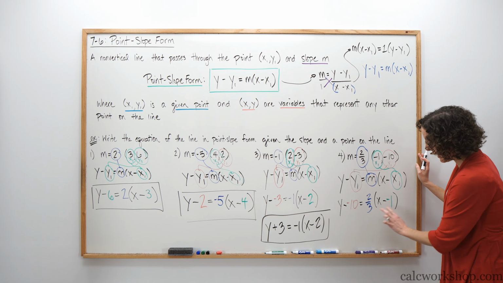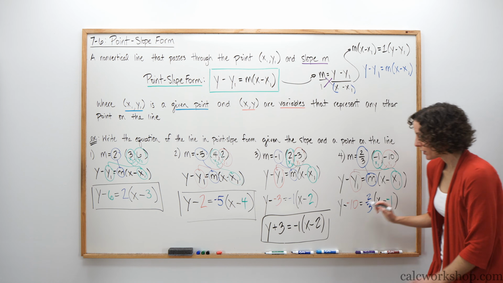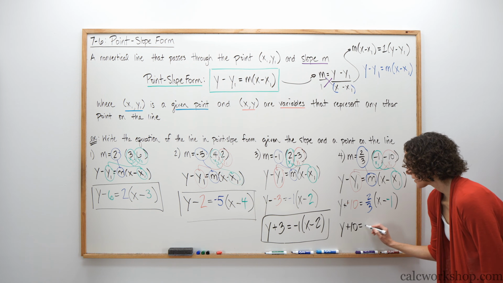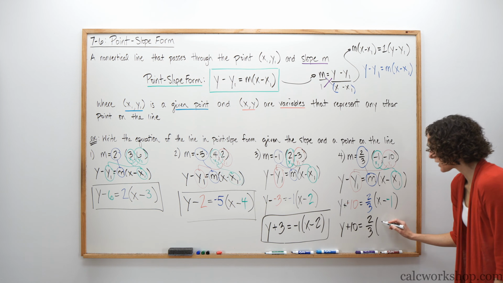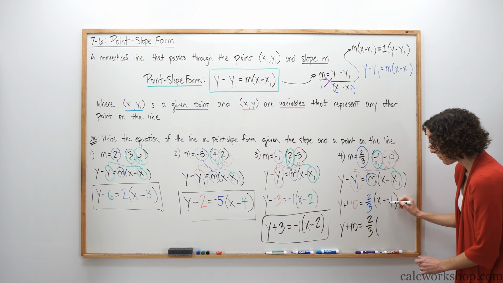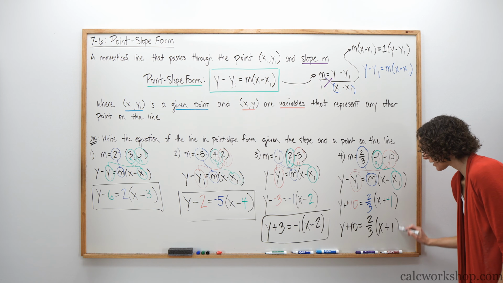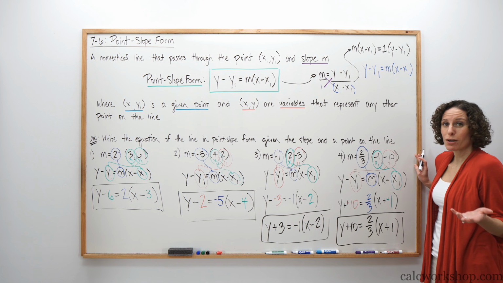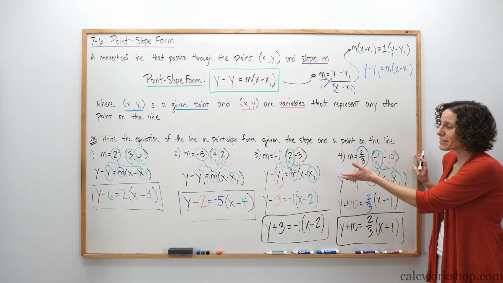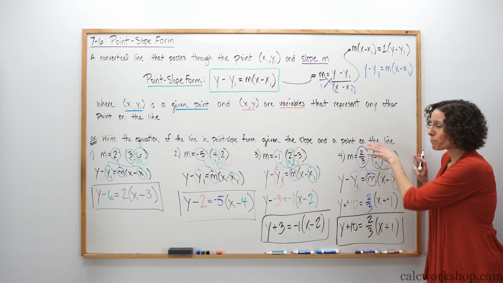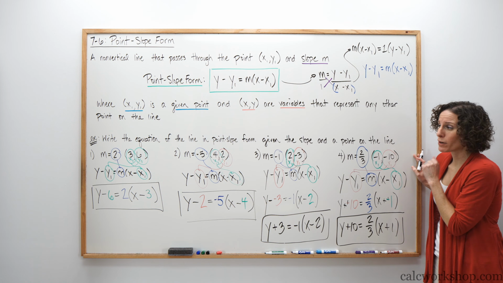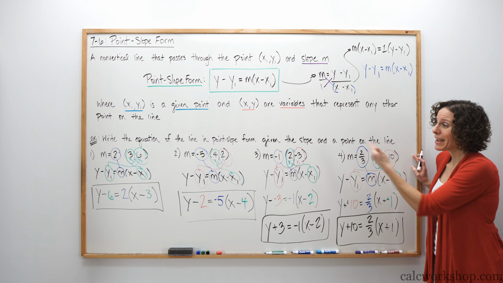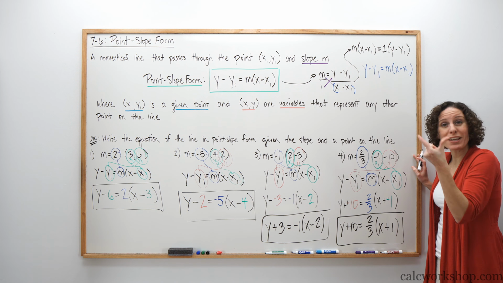Two negatives here make a positive, and two negatives here make a positive. So we would say this would be y plus 10 equals 2/3 times the quantity, and here again two negatives make a positive, x plus 1. And this would be the equation of the line in point slope form. All we're doing is representing the equation and plugging in the given values that have been provided for us. Now these questions are really straightforward because the m, the slope, was given and we were given the point. We were given the two things we needed.